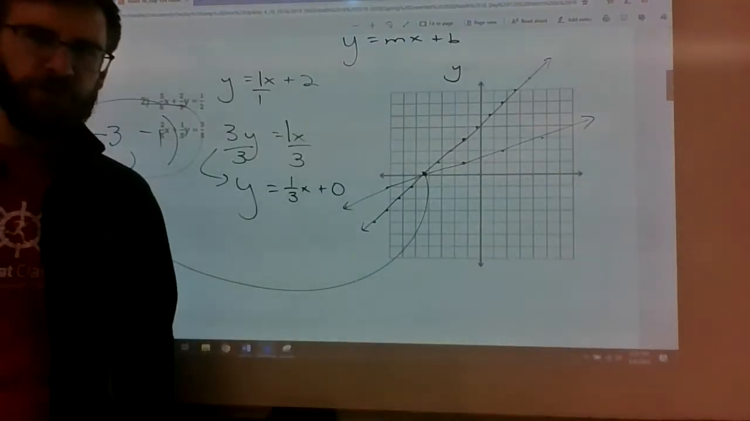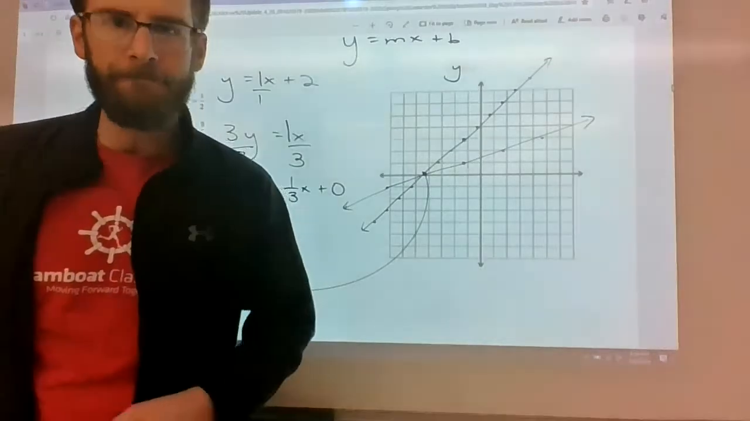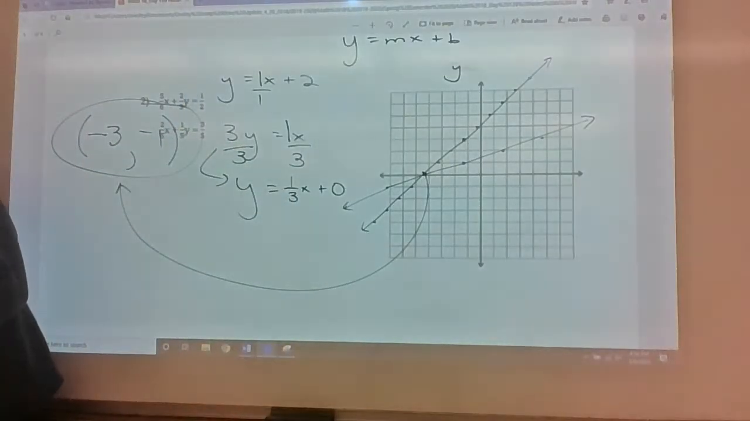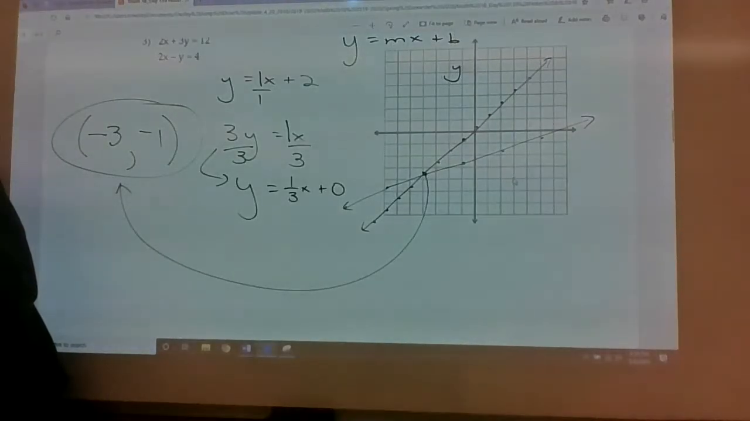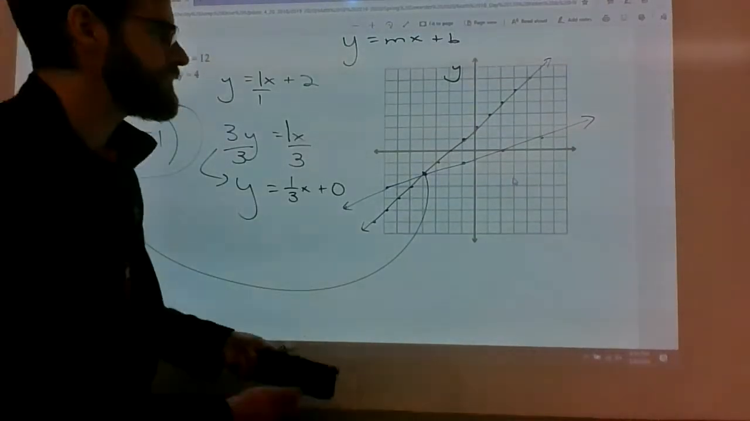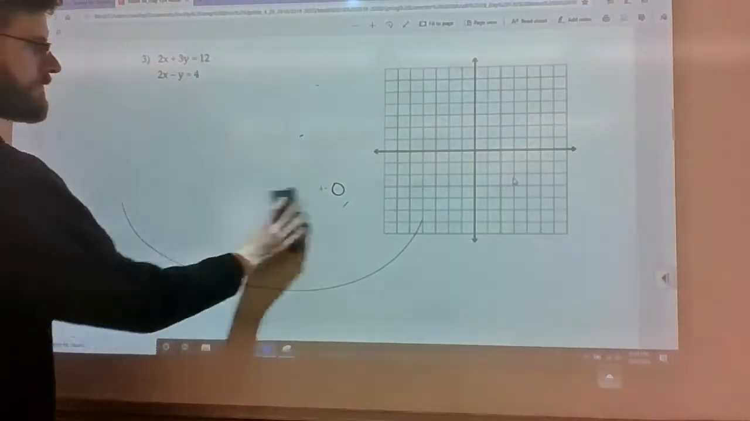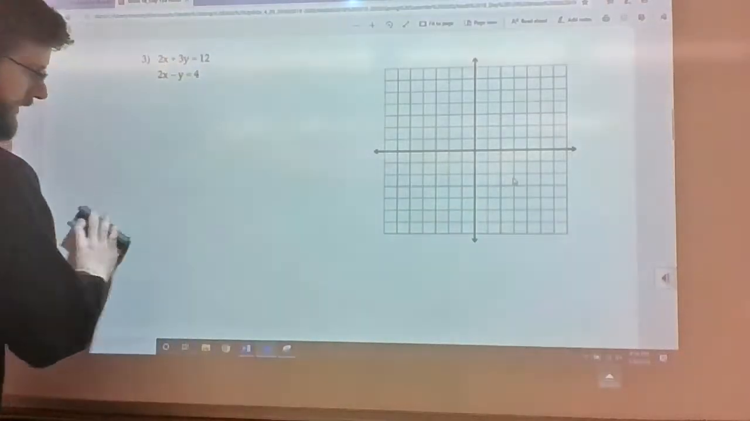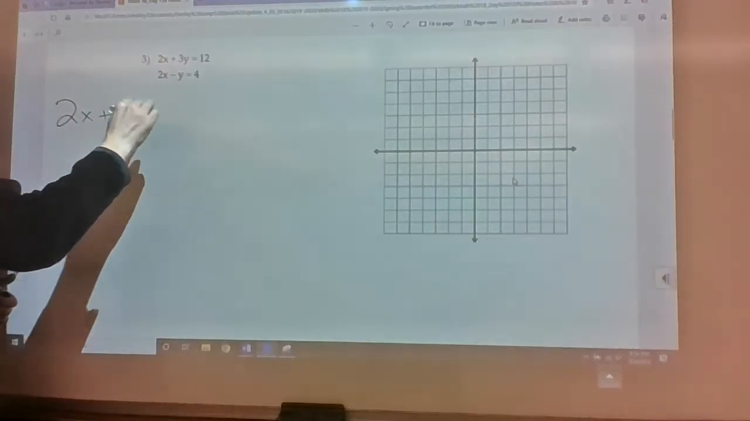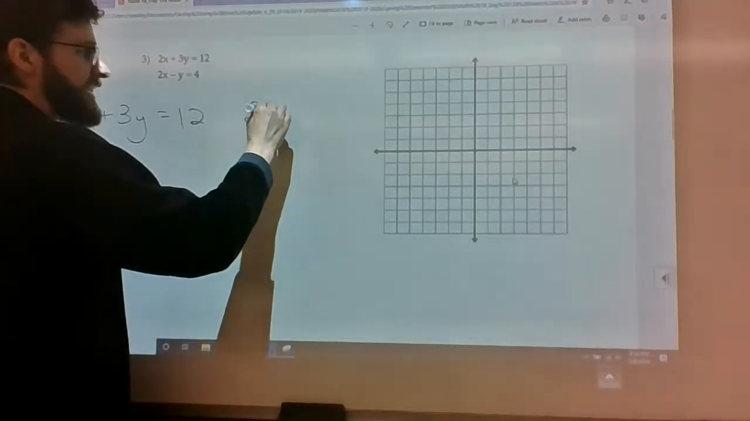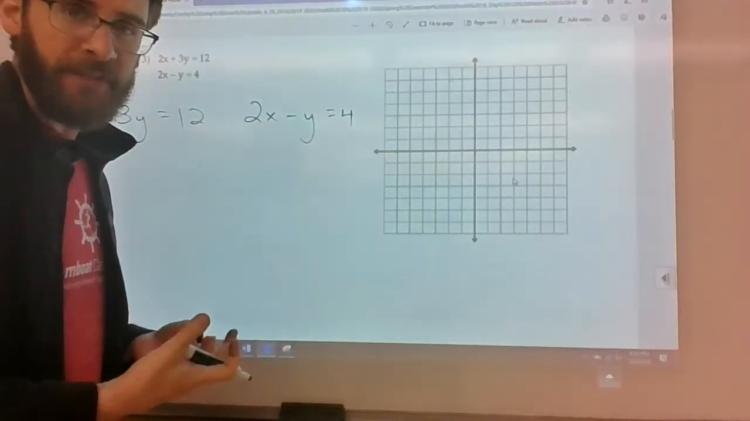I'm going to skip example 2 because I didn't give you guys any on the homework that look like that, so we'll just move right on to 3. So you've got two equations, neither of which match the y equals mx plus b template that we need.